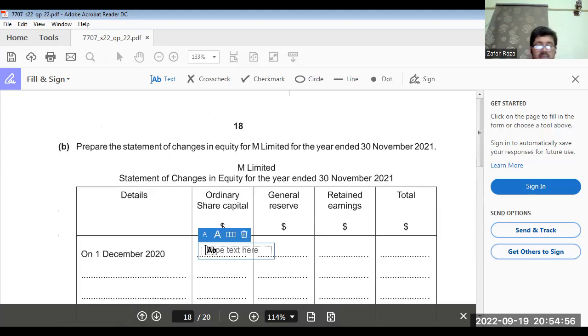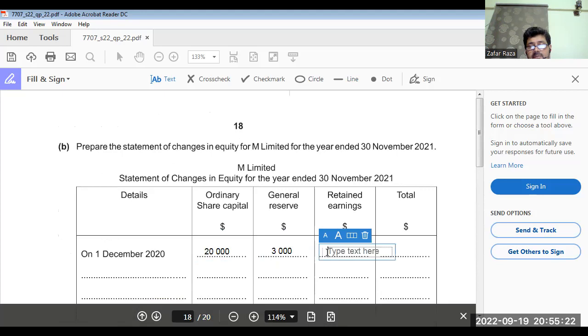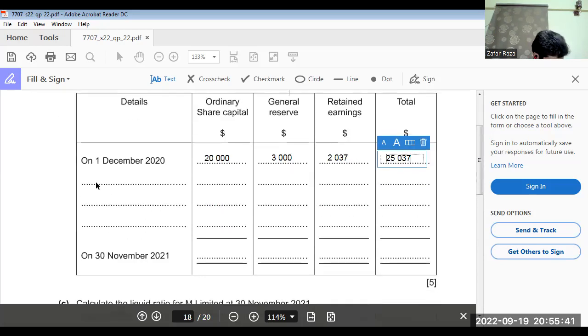Now ordinary share capital 20,000. General reserve 3,000. Retained earnings 2,037. So what will be the total? 23, 24, 25,037. Okay. Now I think there is no change in ordinary share capital, so it would remain the same, 20,000 at the end of the year.